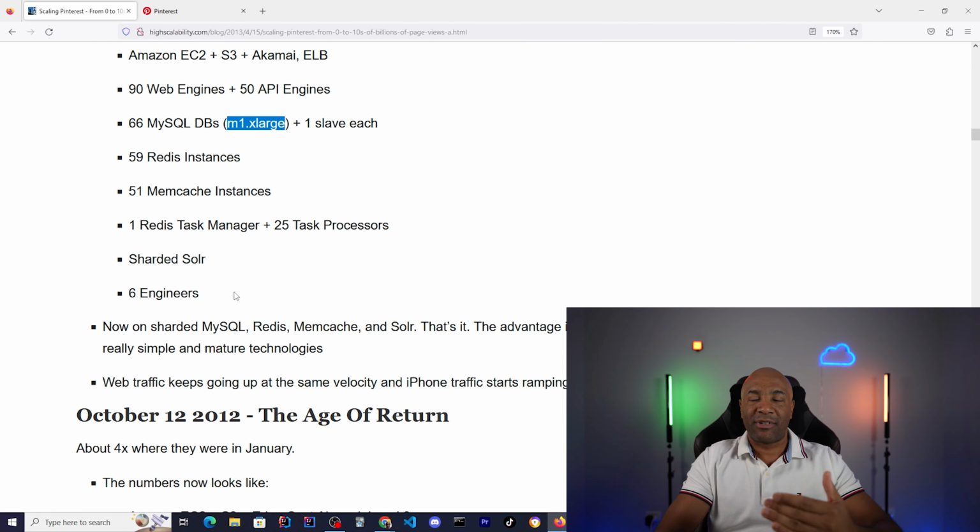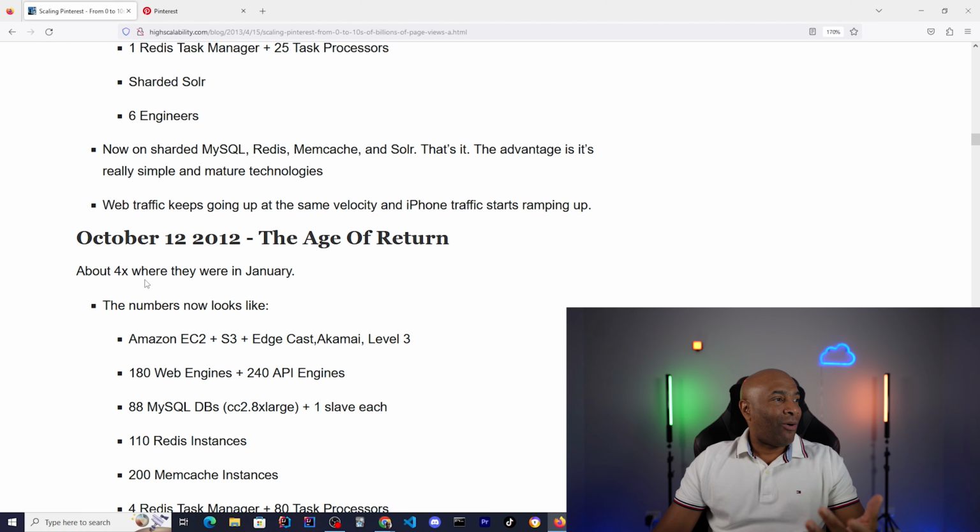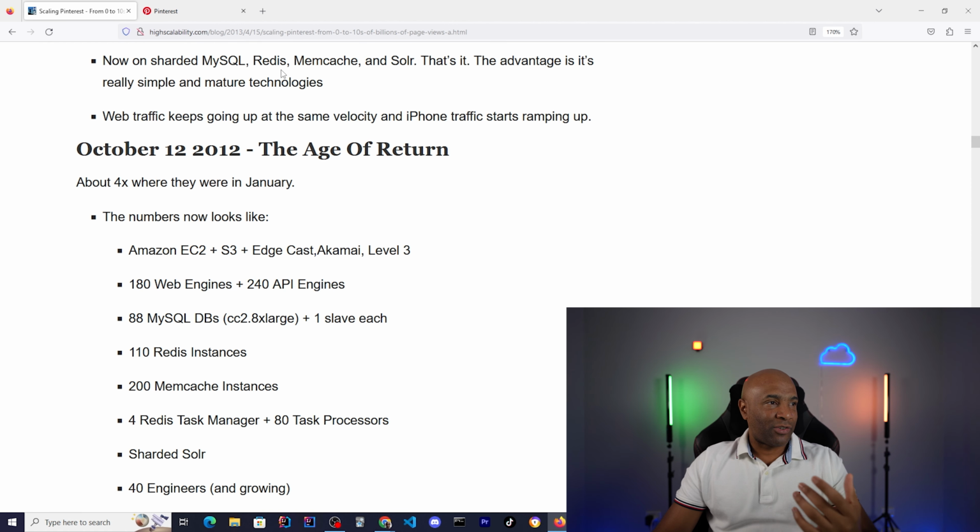Now they simply doubled the number of engineers they had. Now it's on a sharded MySQL, Redis, memcached, and Solr, that's it. The advantage is that it is really simple and mature technology. So they really found the balance on these very well-known and established technologies.